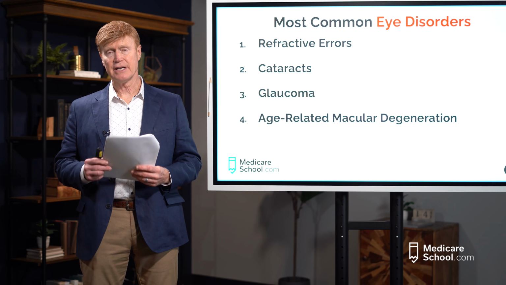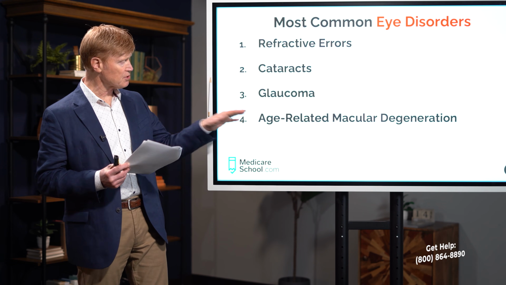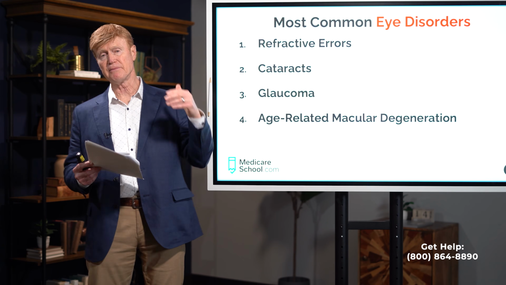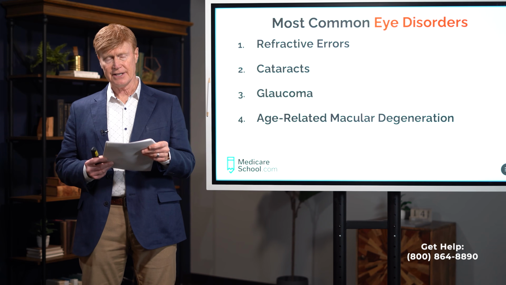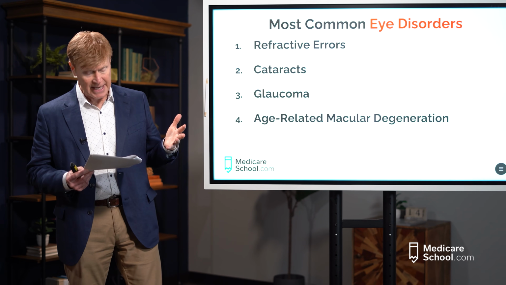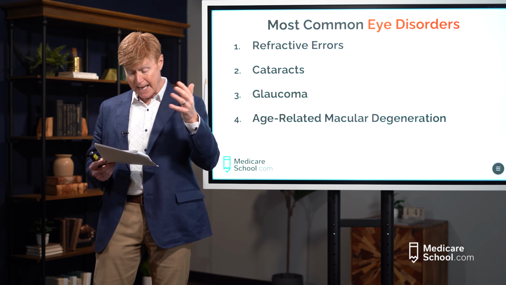Now, the fourth disorder that we need to address is what's called age-related macular degeneration. Now, this is probably, of this list, the most severe disease or disorder that people are going to deal with. Now, age-related macular degeneration is often abbreviated when you read about it, AMD.